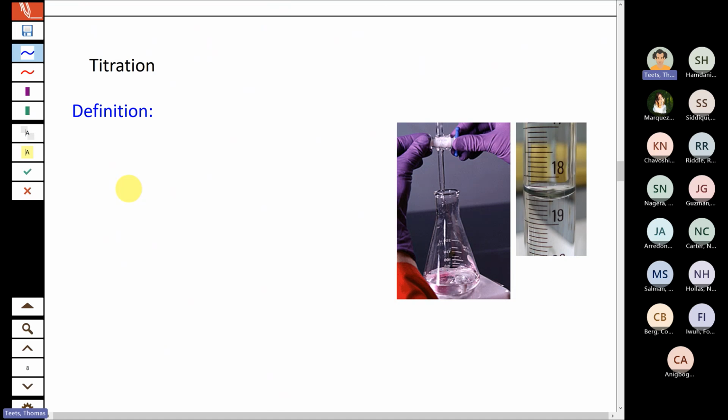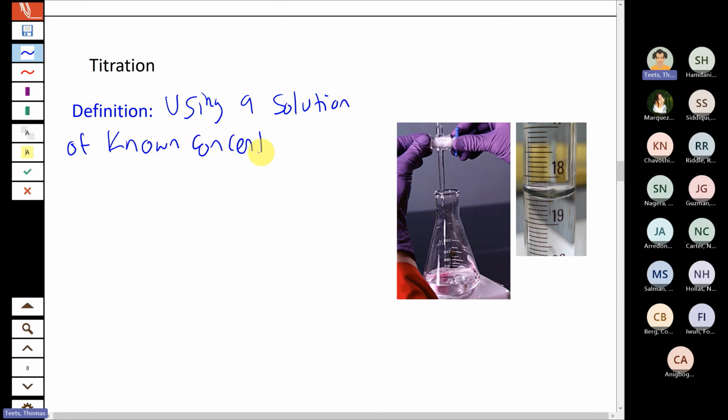But let's talk a little bit about what the definition of titration is. Like, why do we use this fancy word to describe it? So what we're typically doing in a titration experiment is we're using a solution of known concentration. So we have one solution where we know the concentration. We're going to react it with another solution where we don't know the concentration, and we're going to use that information to calculate the unknown concentration. So we're using a solution of known concentration to determine an unknown concentration.